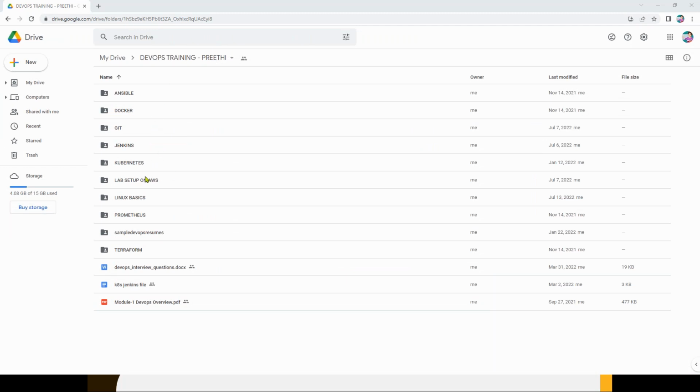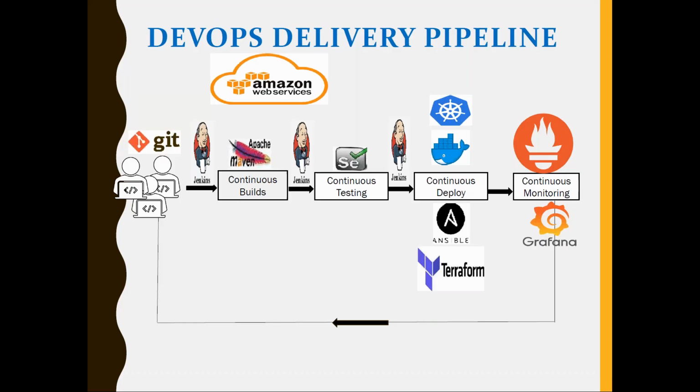Right? So here you have lab setup on AWS, Linux basics, everything, the hands-on, the commands, the lab setup, everything is there, documented along with interview questions, resumes, everything is there. This will be shared to you once you are registered, right? And also everyday class recordings will be provided so that you can go through.